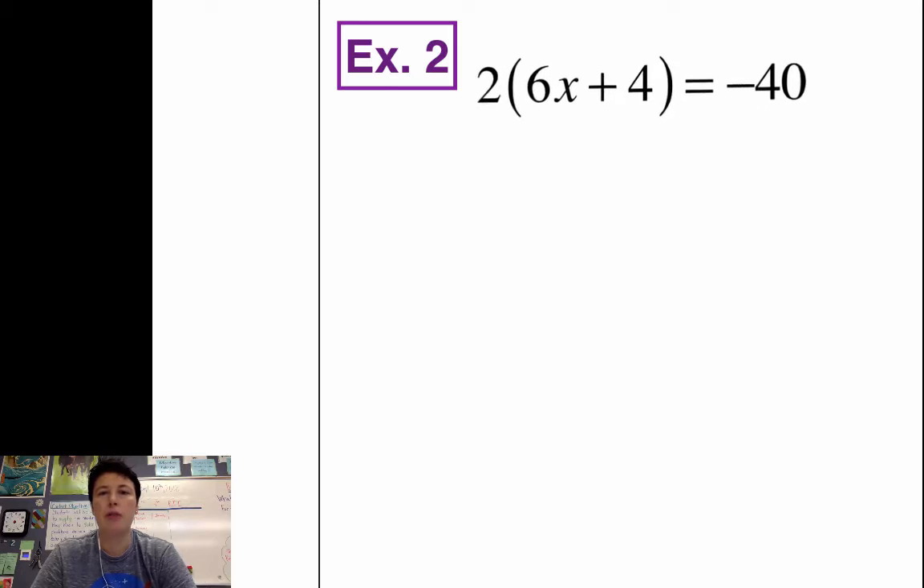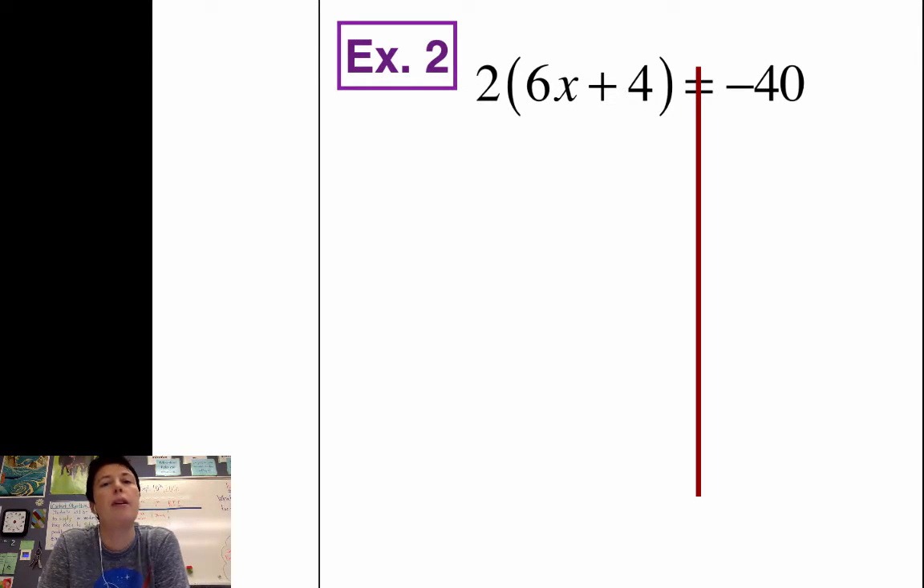Example 2. Now we're going to solve for x. So here's our problem: 2(6x + 4) = -40. Just like in all of our prior video lessons, we're going to put a line down the equal sign. We're going to get x by itself.